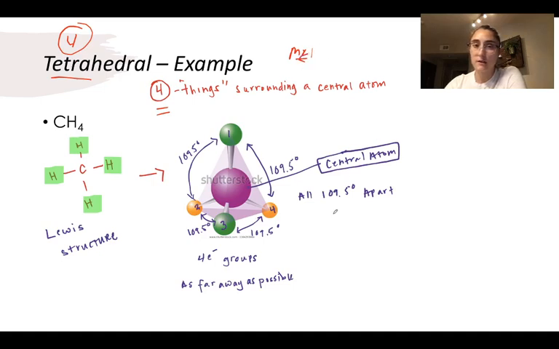Let me write it down here. Molecular geometry. Not sure what's going on with this pen here. Okay. It's having a hard time today.